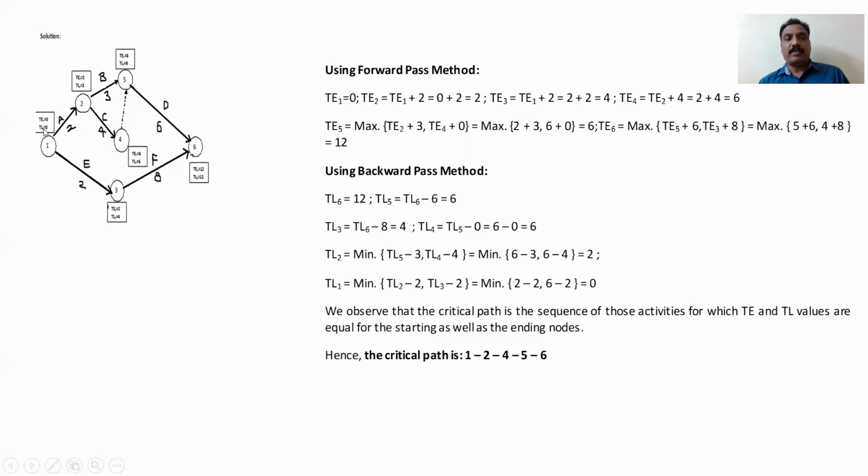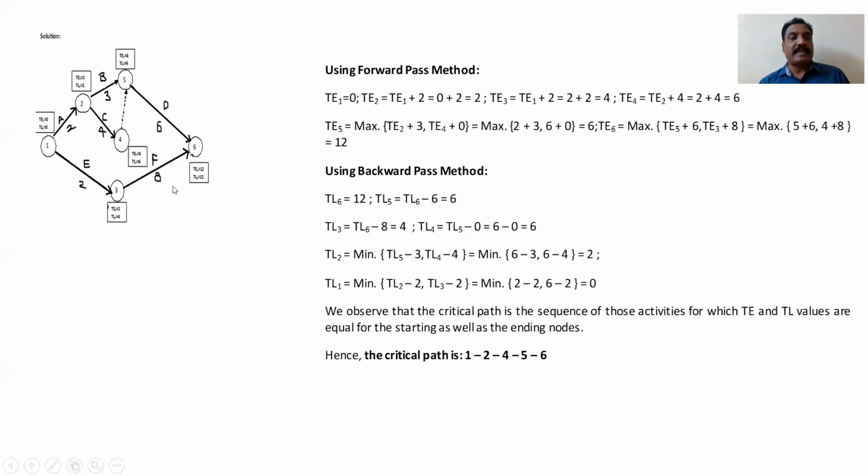The starting one we kept 0, 0. Now for the ending one we have to make both the same. Whatever value you get for TE, keep the same value for TL. So now we start with TE6 equal to TL6. Now we are finding the values of TL. The next node is T5. We go in reverse order, so T6 minus the duration of this activity gives T5. T6 value minus the duration of this activity, 6, is 6.